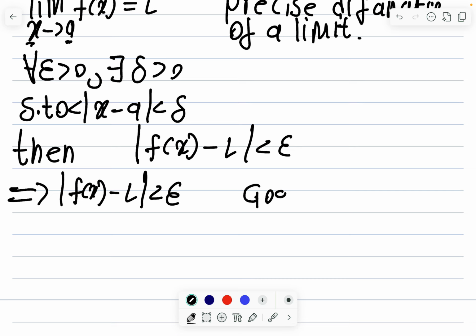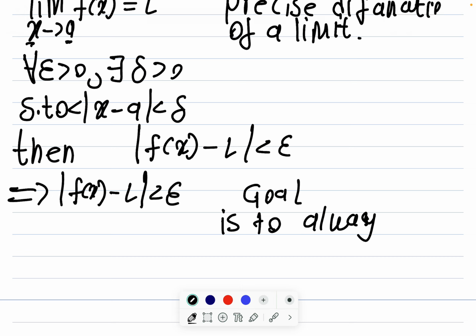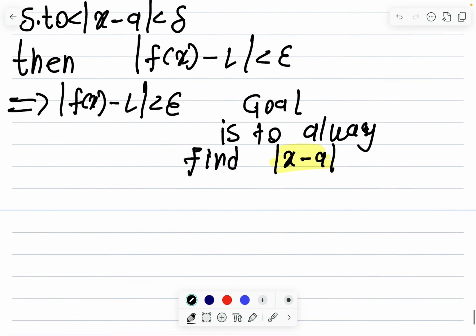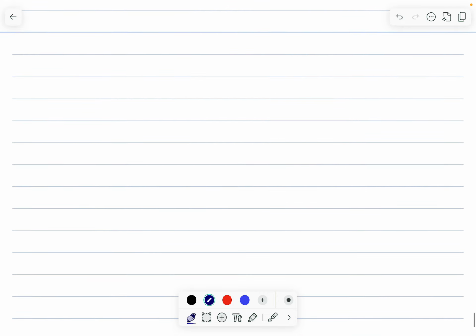Our goal is to always find x minus a. This is our everyday goal. Our everyday goal is to find this. Understand? That's how a precise definition of a limit works. So let's do a few examples to see if you understand this chapter.